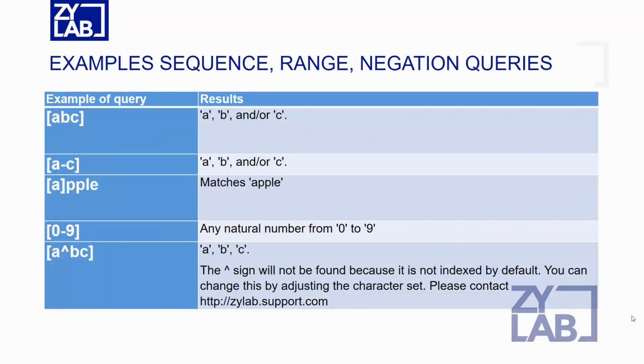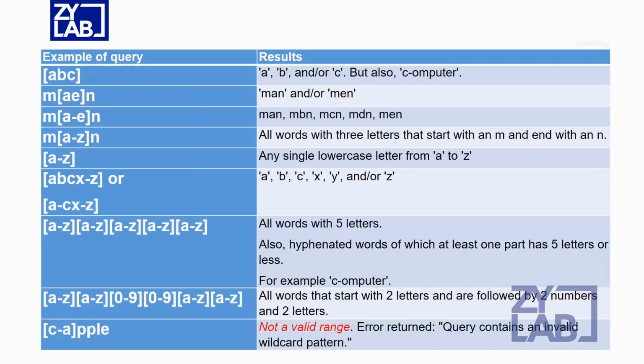Here are some additional examples of how to construct various queries using sequence, range, and negation rules. Often these search techniques become most useful when searching for characters that are not common words, such as bank accounts, contract numbers, serial numbers, employee IDs, and other combinations of letters and numbers in which the pattern is known.